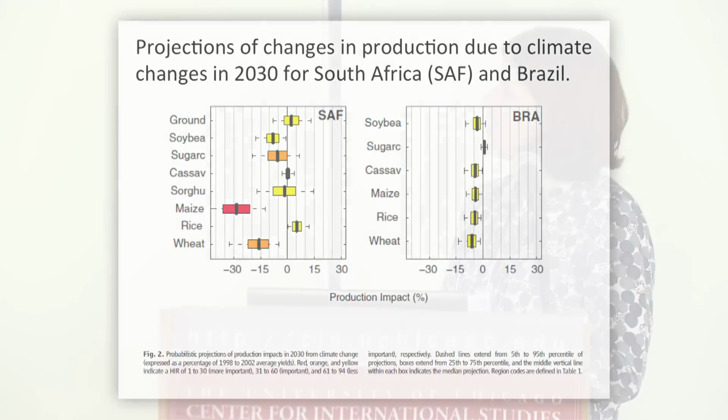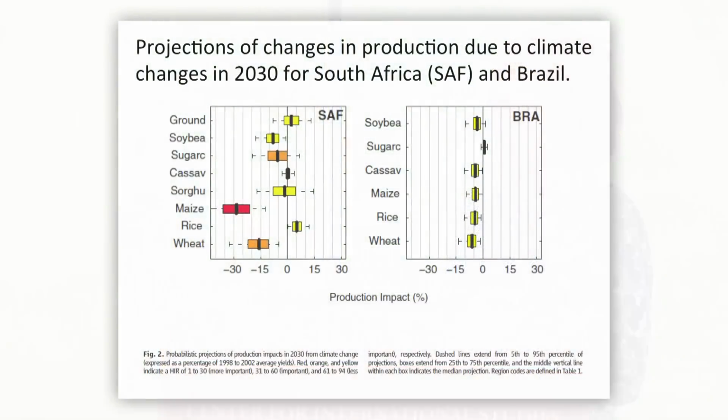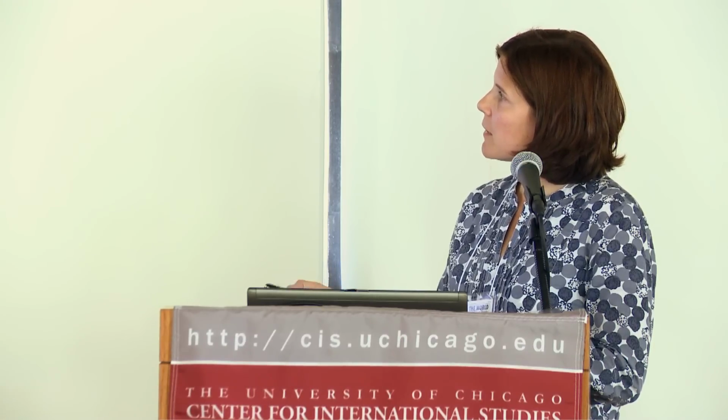And then the production impact, so this is how much climate change is expected to alter these crops' production. The changes in temperature for 2030 for South Africa are expected to reduce maize yields by almost 30%, and wheat yields by about 15%. And in Brazil, wheat, rice, maize, and cassava are all expected to go down by about 5% due to climate change.